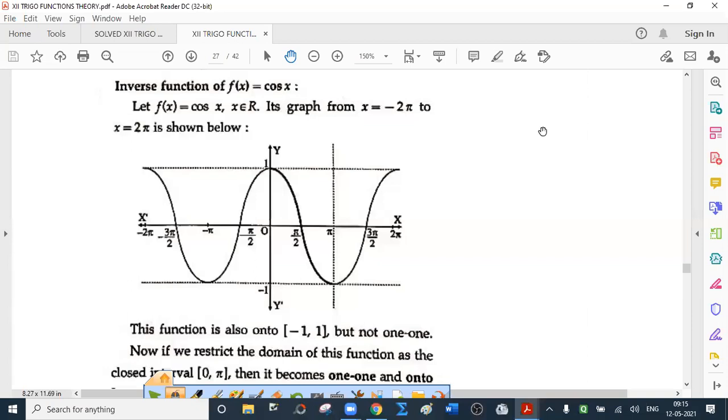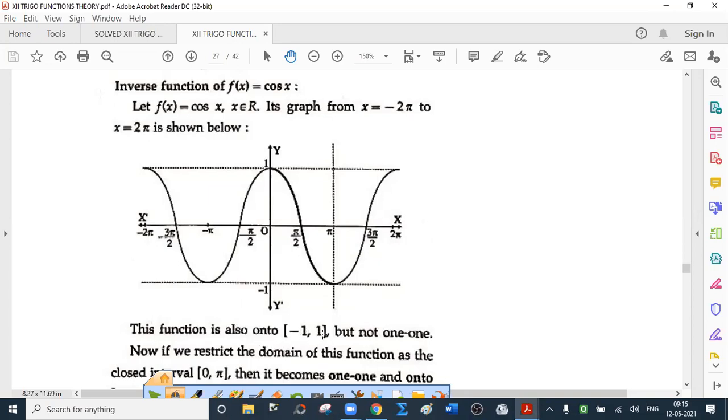Now the inverse function of f of x equal to cos x. Let f of x be cos x, x belongs to the set of real numbers. Its graph from x equal to minus 2 pi to x equal to 2 pi is shown below. See, cos 0 is 1, cos pi by 2 is 0, cos pi is minus 1, then cos of 270 degrees is 0, cos of 360 degrees is 1, and so on. Clearly, this function is onto minus 1, 1. I repeat this.